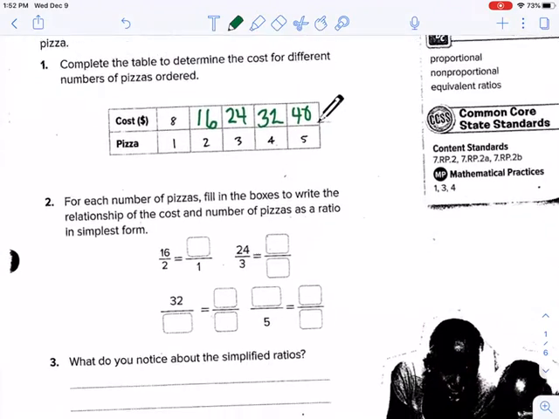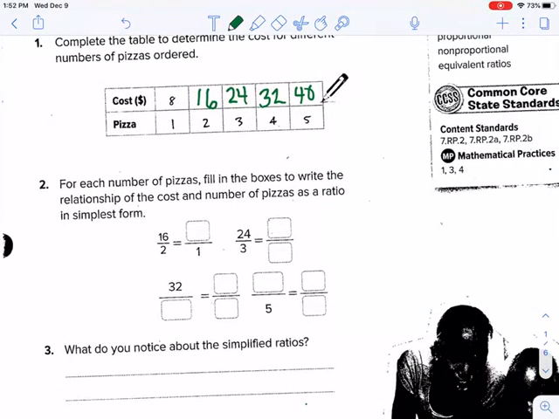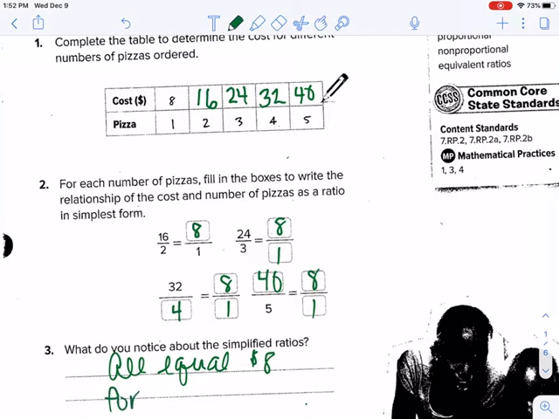Now if we look at these and divide them to find the unit rate, $16 for 2 pizzas should be 8. 24 divided by 3 for 3 pizzas would also give you $8 for 1. $32 for 4 also reduces to $8 for 1. And $40 divided by 5 should also reduce to 8 to 1. So what do you notice? Well, they're all equal. They all equal $8 for 1 pizza.